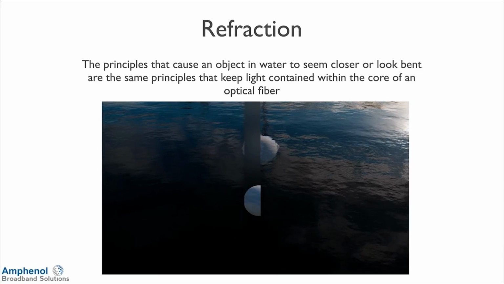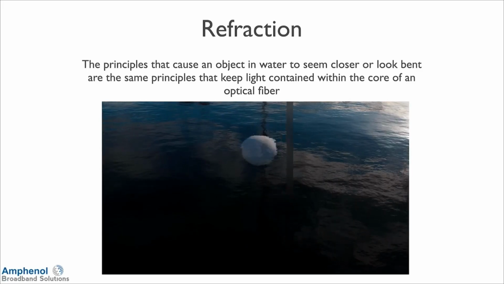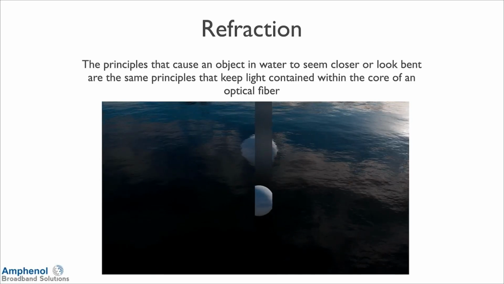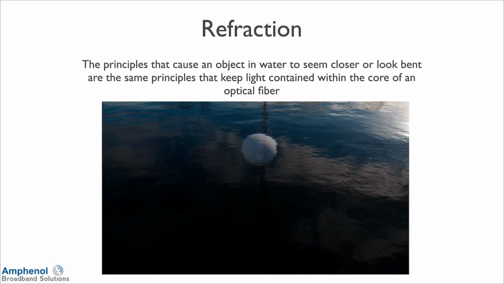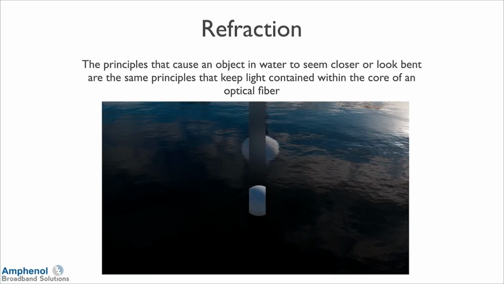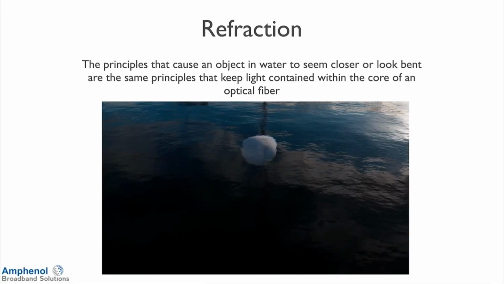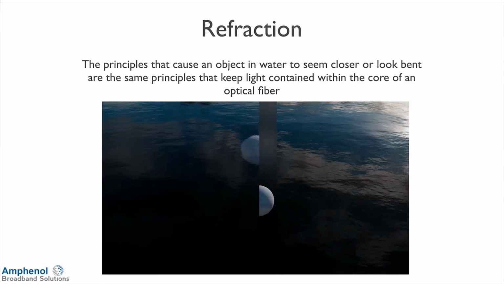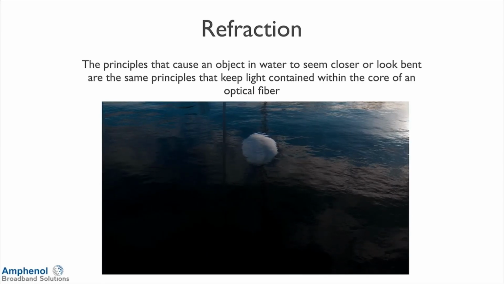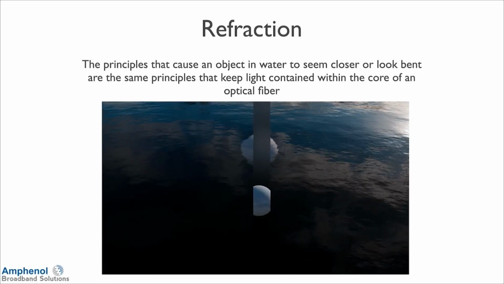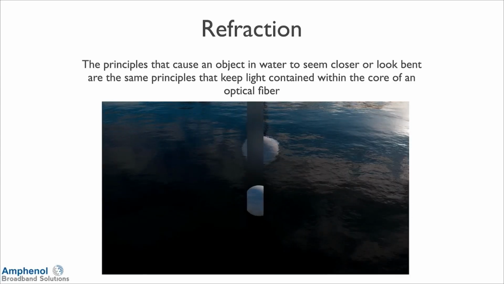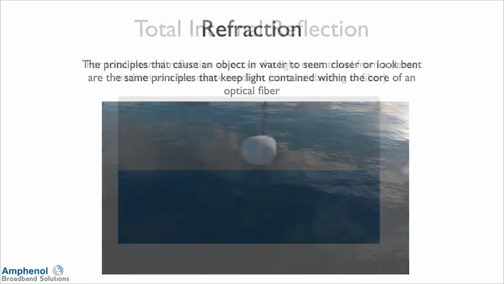Similar here. Here I'm showing a circle. It's a little bit distorted there, but that's because it's refracted in the water. And when you actually start seeing the actual location, this is what you see. So the object that is refracted actually appears closer than reality. The principles that cause the object in the water to seem closer or look bent are the same principle that keep the light contained in the optical core of the fiber.